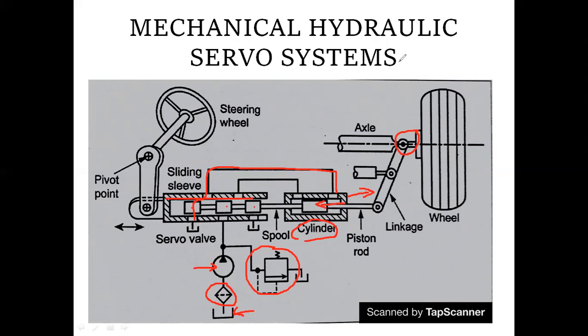So due to the movement of the fluid inside this cylinder, the piston rod moves. Due to the movement of the piston rod, the linkage moves. Due to the movement of the linkage, the axle turns. So axle turns means what happens? The vehicle turns left as well as right. Okay, this is what happens in a power steering application.